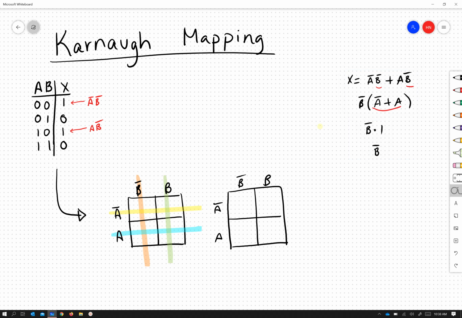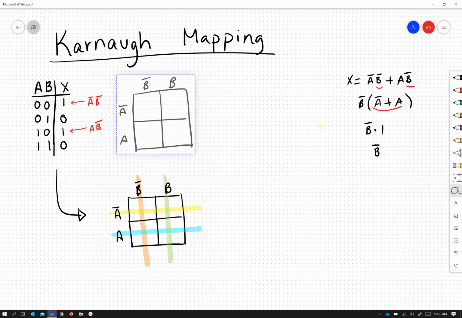And I'm going to take my blank K-map and put it right next to my truth table so that I can fill it in. Okay, so now what we're going to do is put all the ones and zeros inside of the K-map. So here we go. Let's get started.